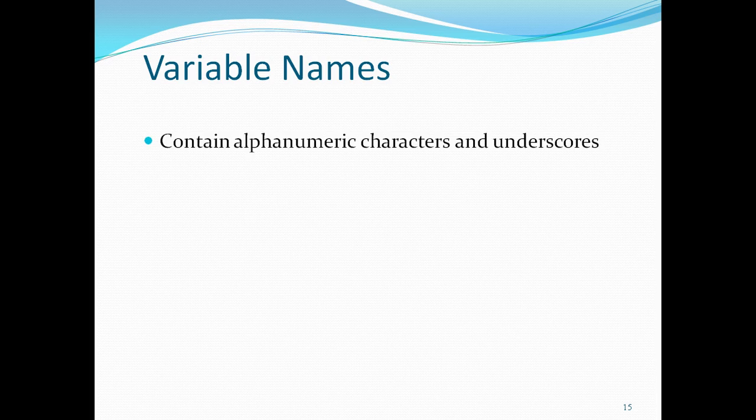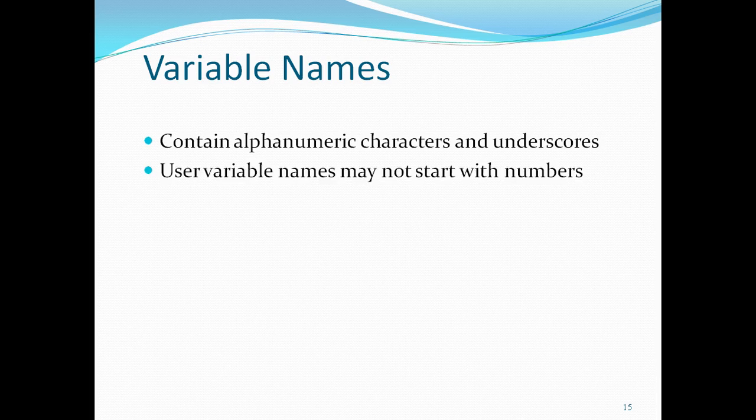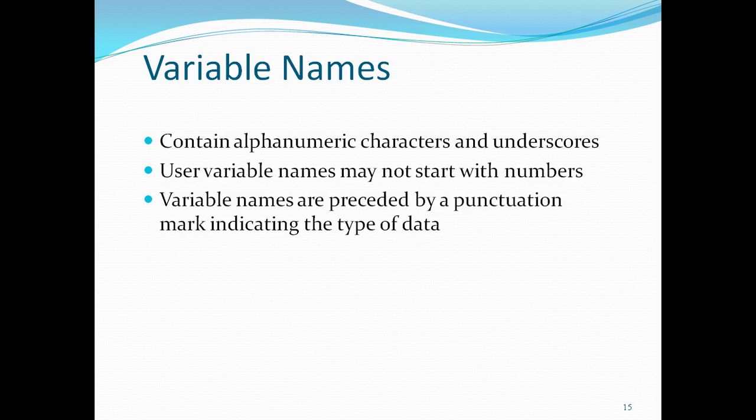Okay, variable names. How do we declare the variable names? They contain alphanumeric characters and underscores. Variable names may not start with a number. This is an important rule that we need to understand: always do not start with numbers. It should start with an alphabetic character or an underscore, right? Variable names are preceded by a punctuation mark indicating the type of data. I hope you're clear with these three standard rules for declaring variables.